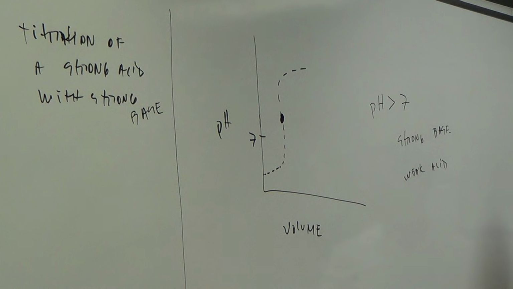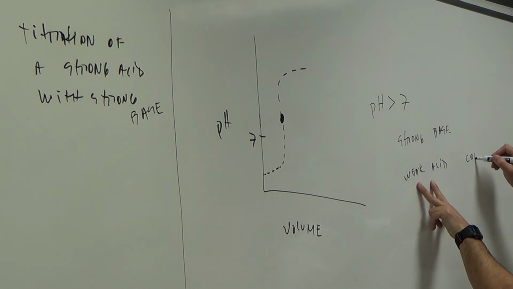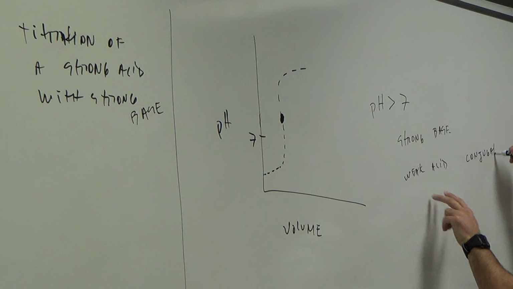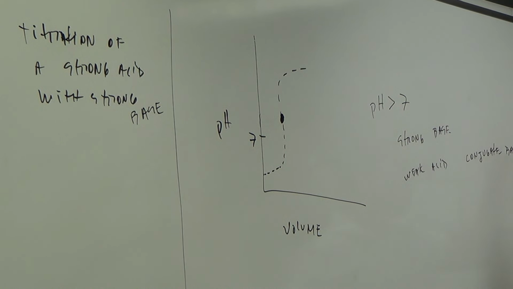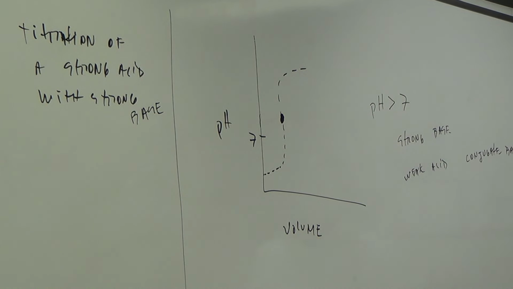The strong base will react with a weak acid to form the conjugate base of this weak acid, yes? And the conjugate base of a weak acid is basic. So the conjugate base of a weak acid is basic, so that means a pH above 7.